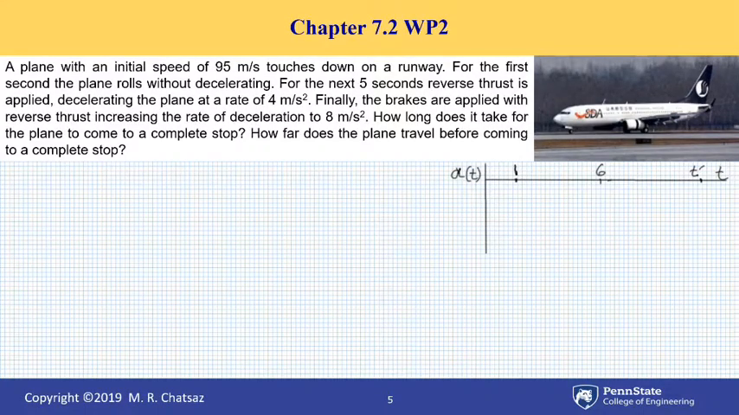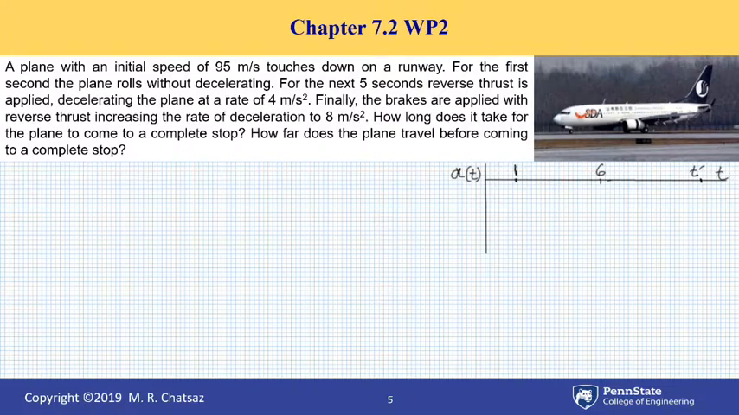Welcome back, everybody. In this problem, a plane with initial speed of 95 meters per second touches down on a runway. For the first second, the plane rolls without decelerating. This means that velocity remains constant, whose derivative is 0 during the first second.